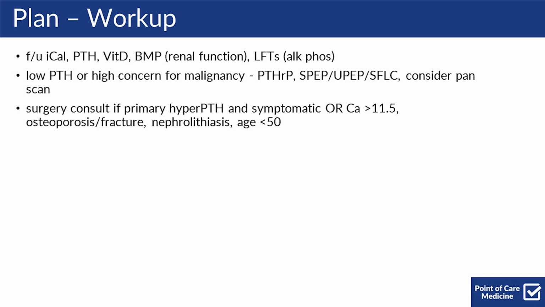And if you aren't really sure what's going on, you think it's primary hyperparathyroidism driven, and you are concerned that there's some sort of an adenoma that's causing this, you can consult surgery to see. The things that they would actually take the adenoma out for would be if they're symptomatic and they have primary hyperparathyroidism, or the calcium's over 11.5. They have osteoporosis or fractures. They have really bad kidney stones that are difficult to actually treat because the calcium is so high, and their age is less than 50, meaning they have a long life ahead of them.